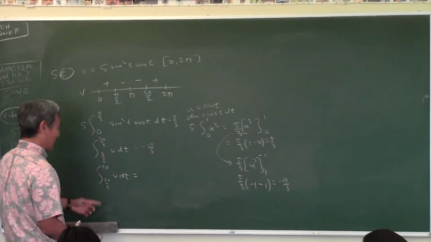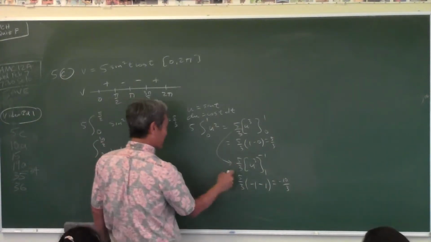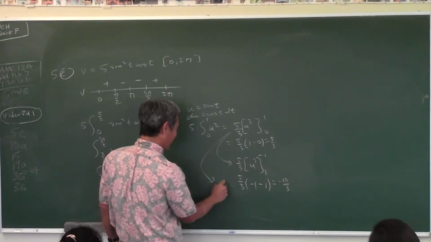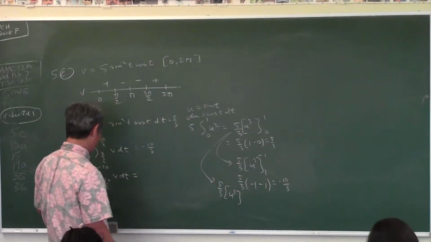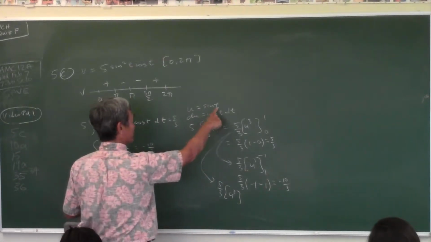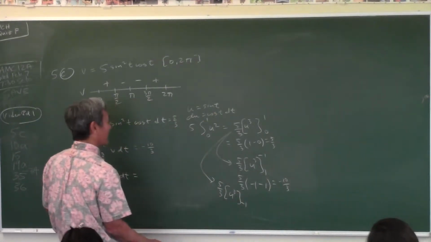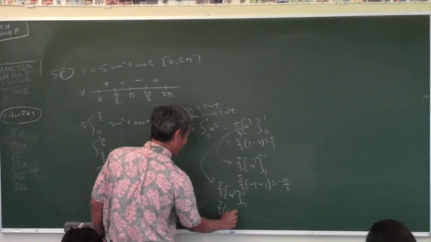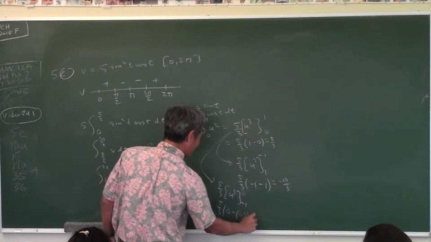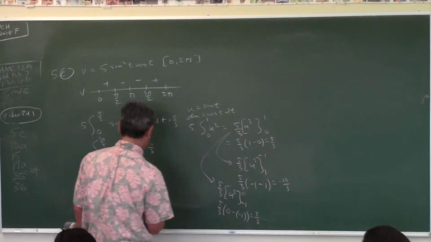And then finally, this last one, let's not reinvent the wheel, so just go to this step right here. 5/3 u cubed from, what are my new limits going to be? Plug in 3 pi over 2: -1, and then plug in 2 pi: 0. So that's 5/3 times 0 minus -1, and that's equal to 5/3.